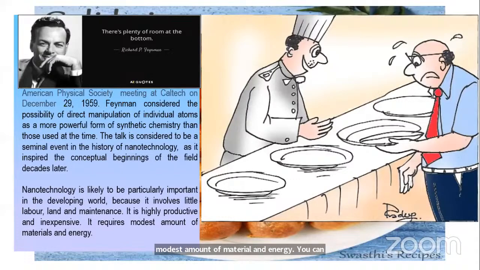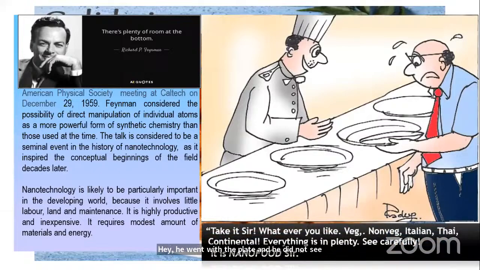You can see the other picture where, after the conference, when he went for the tea break, he went with the plate and did not see anything on the plate, and the chef was telling, take it, sir, whatever you like, veg, non-veg, Italian, Thai, continental, everything is in plenty. See carefully. It is nano food, sir.